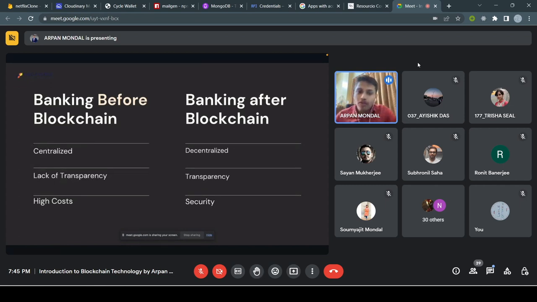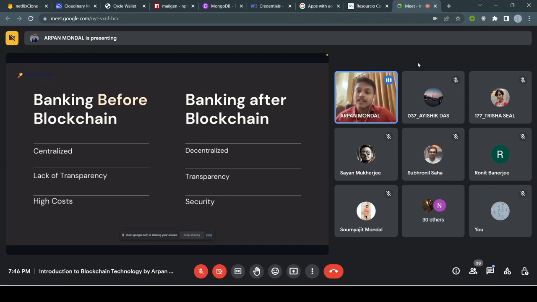Before blockchain, we had one scenario, and after blockchain, we have another. Let's see those. In banks, we have centralization, lack of transparency, and high cost. What does centralized mean? Suppose you are doing a transaction. I am sending money to you, and an intermediary bank works in between. I send the money to the bank and the bank sends it to you. In the meantime, if that bank gets hacked, all of our transactions and data are leaked. That's the first disadvantage of a centralized system.